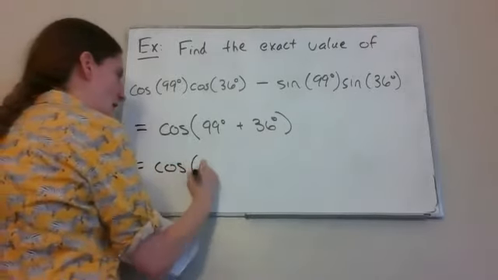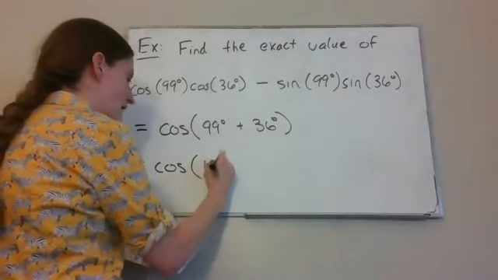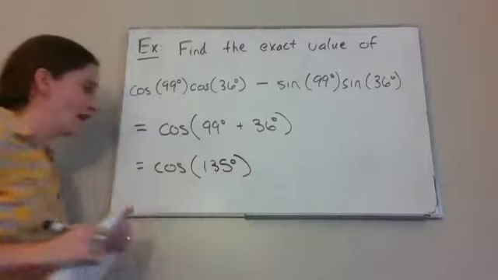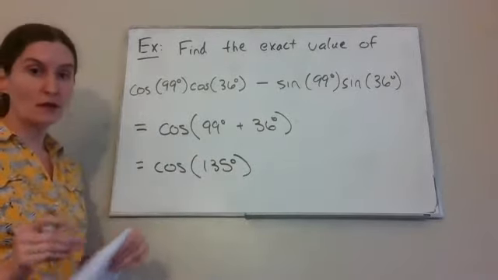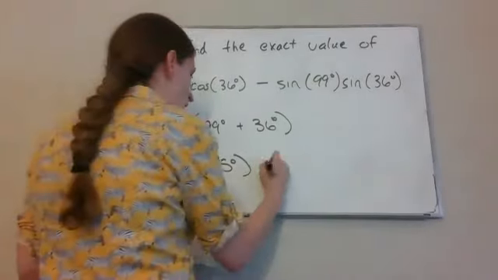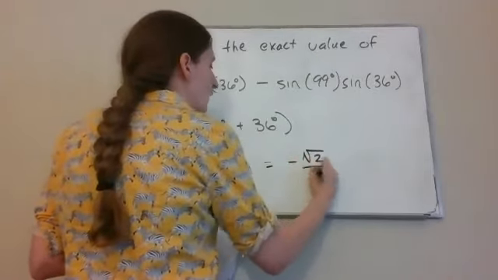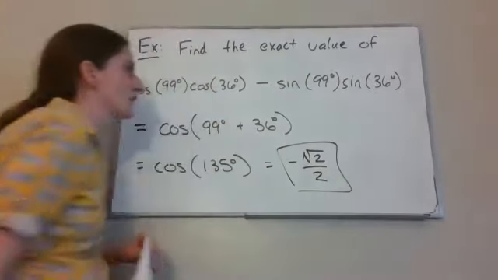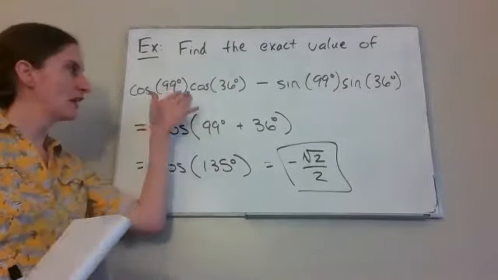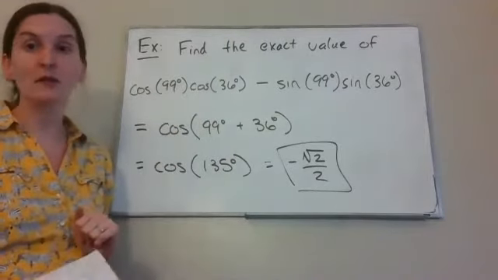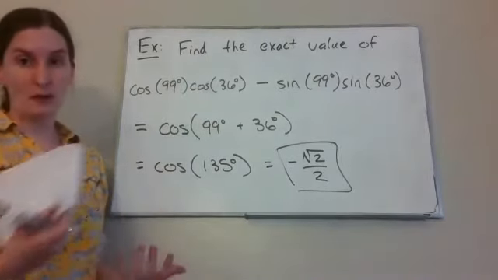Well, 99 degrees plus 36 degrees is 135 degrees, and that is one of the values on our unit circle. So using my knowledge of the unit circle, I know that's negative square root 2 over 2. And we were able to get this exact value by using our same sum and difference formula, but in reverse.